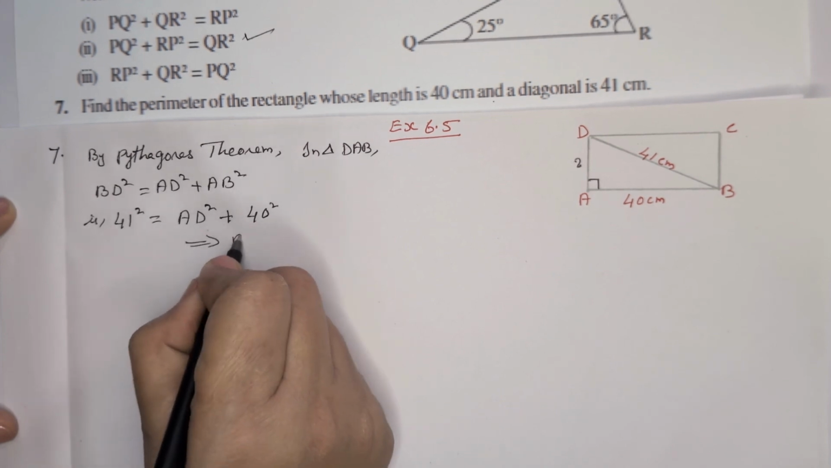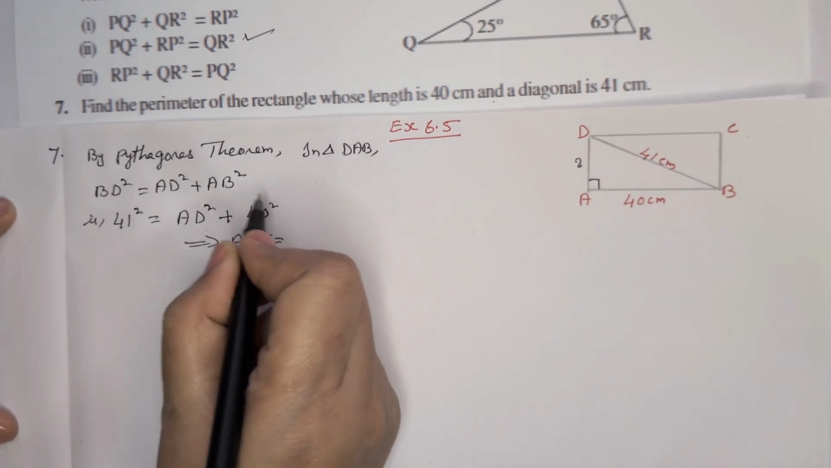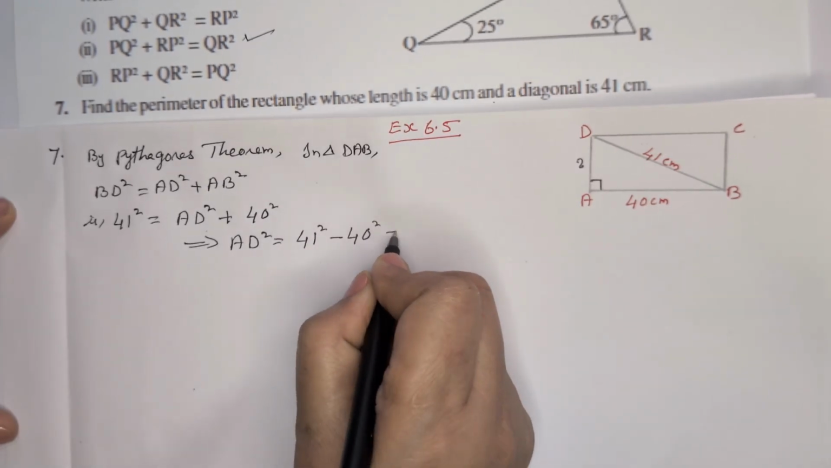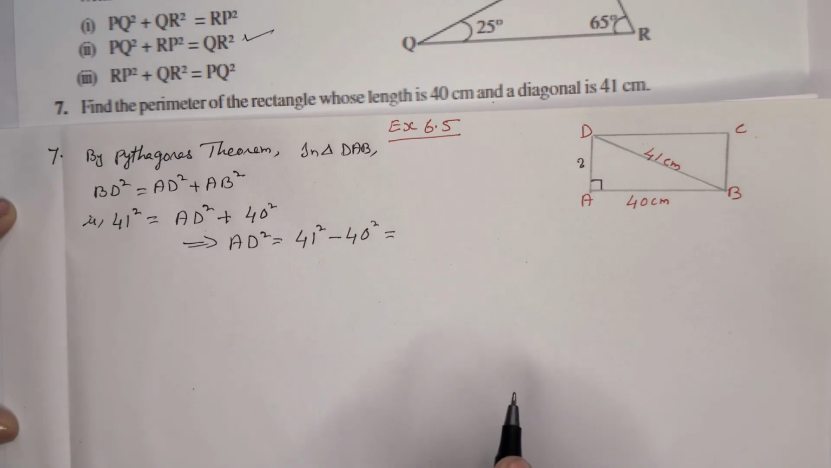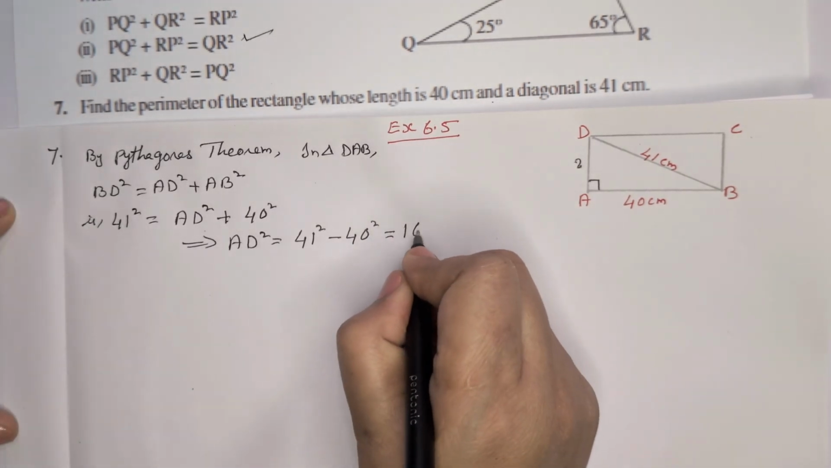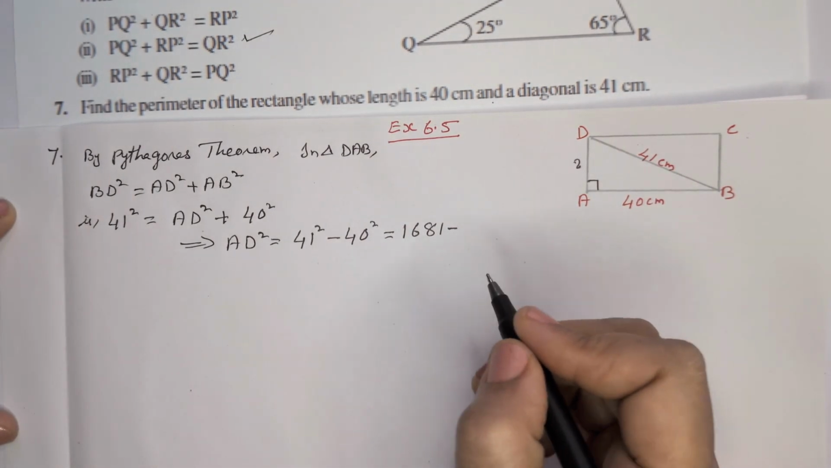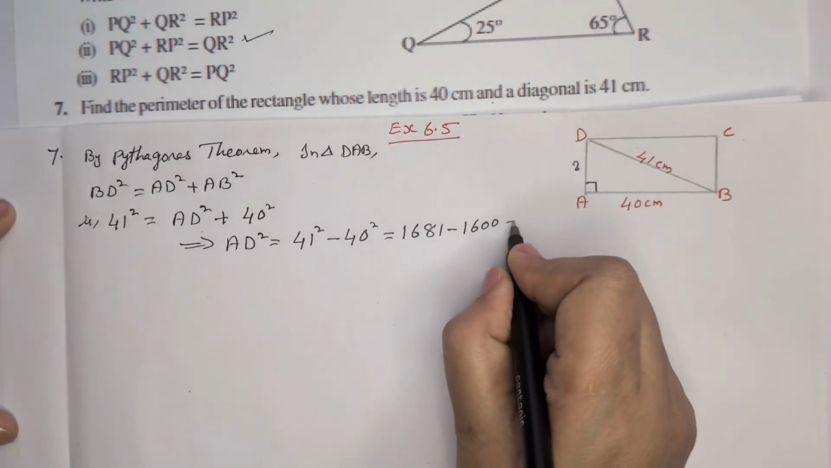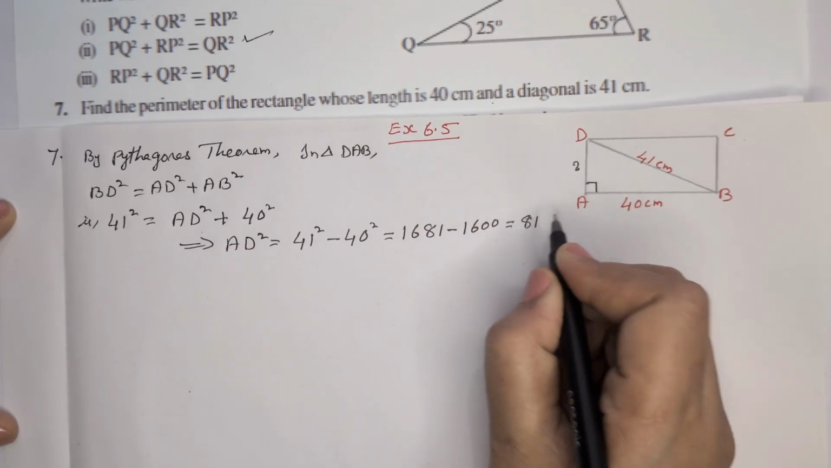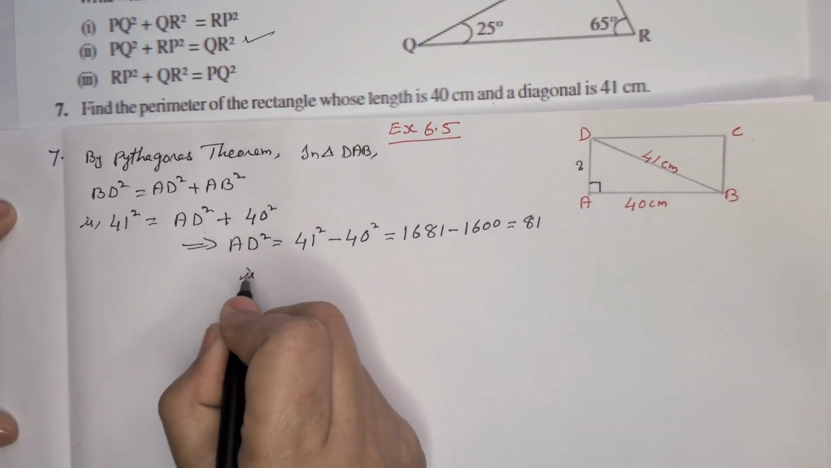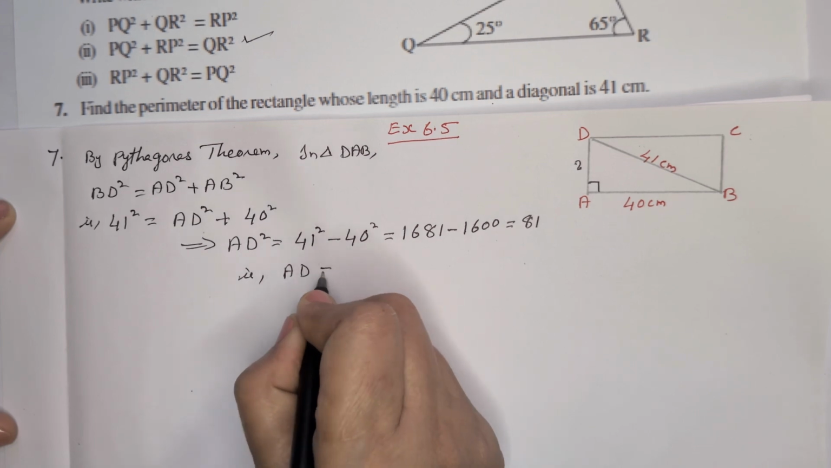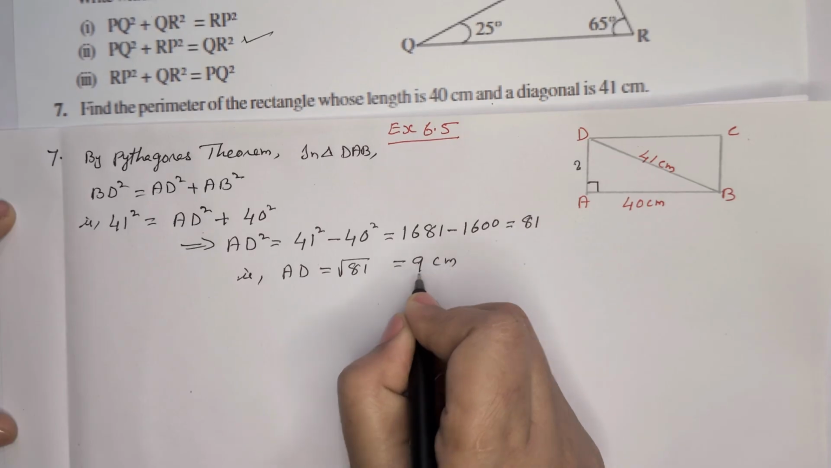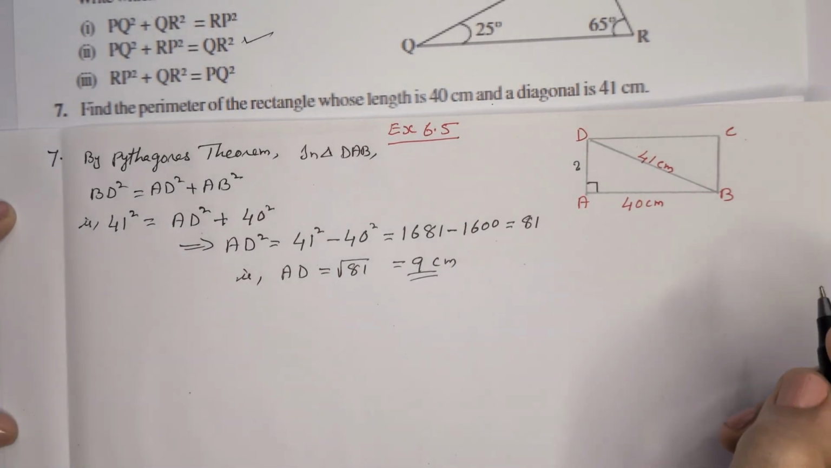41 square is equal to AD is not given, that we have to find, plus AB is 40 square, which implies AD square is equal to, move this 40 square to the other side. So 41 square minus 40 square. We know that 41 square is equal to 1681. That minus 40 square is 1600, which is equal to 81. Now we got AD square, which means AD is equal to root 81, that is equal to 9 centimeter. Now we got breadth is equal to 9 centimeter.